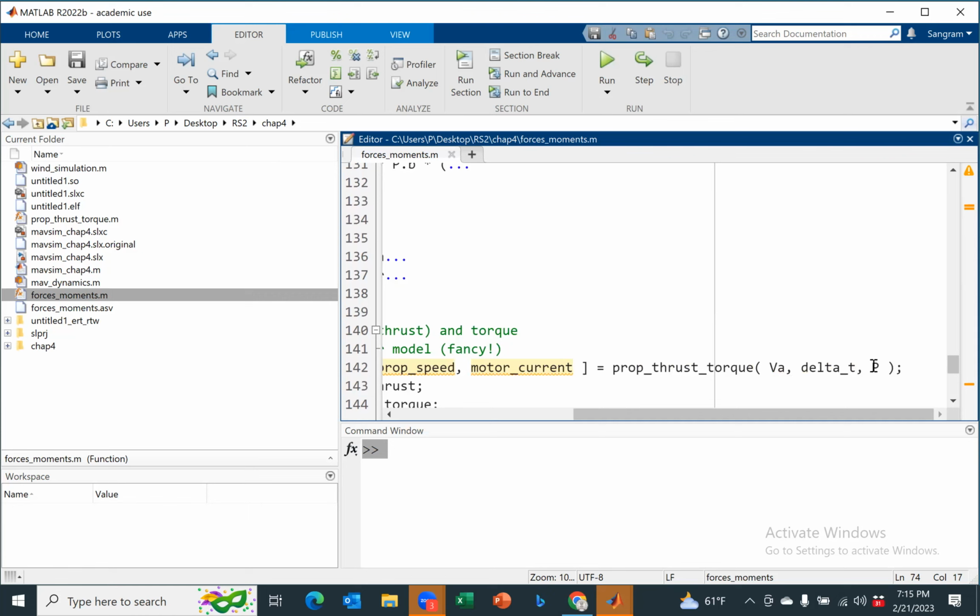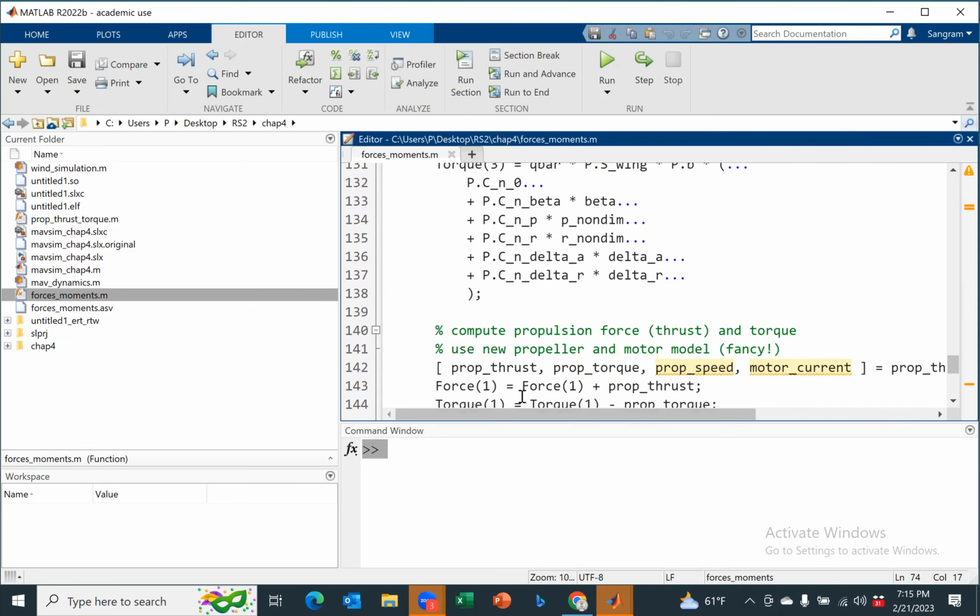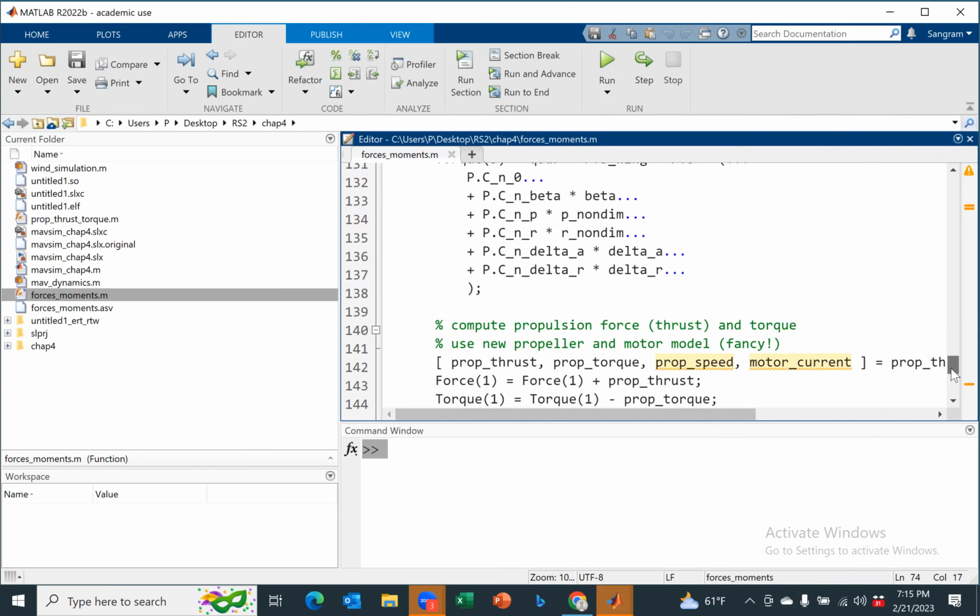Why do we need to supply the P value? Because the propeller parameters are defined in that structure P. So we have to pass that structure. And at the end, the output of that function would be the thrust of the prop, the torque of the prop, the prop speed, and the motor current.